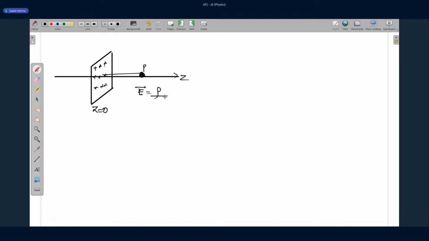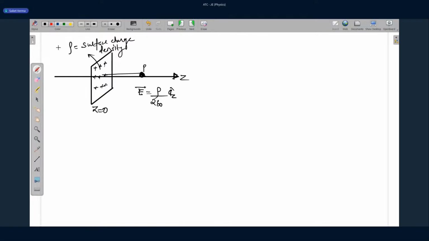to rho upon 2 epsilon naught, where rho is surface charge density. That is rho divided by 2 epsilon naught. And because you are moving in the positive direction, the point of interest, the point where you are calculating the electric field is in the positive direction. So that is why the direction of electric field will be positive z.